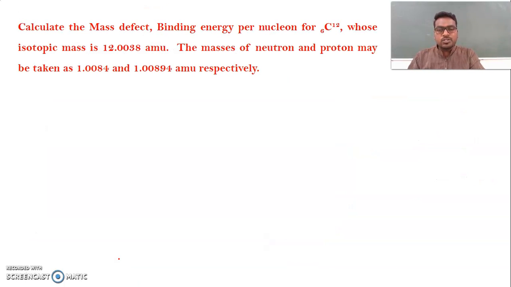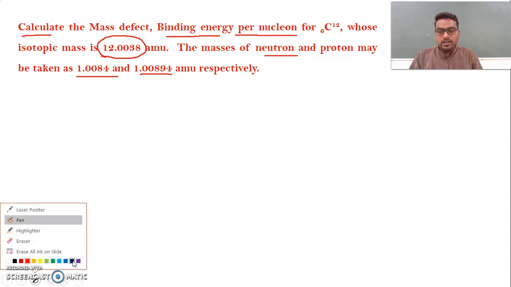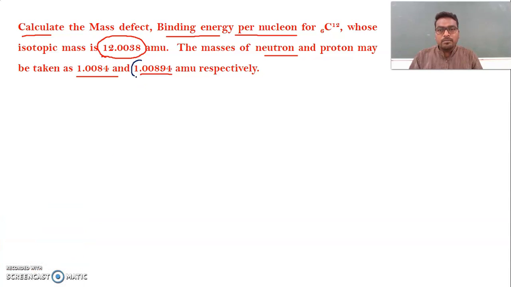It is related to mass defect. So I will read the problem. Calculate the mass defect and binding energy per nucleon for carbon 12 whose isotopic mass is 12.38 AMU. The masses of neutron and proton may be taken as 1.0084 and 1.00894 AMU respectively. So dear students, this is the mass of neutron and the mass of proton given.